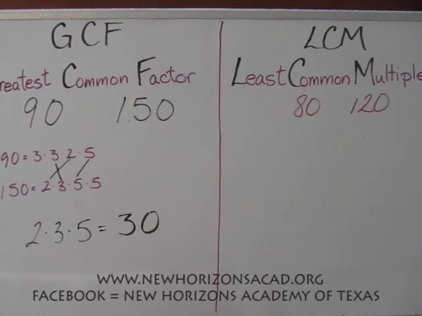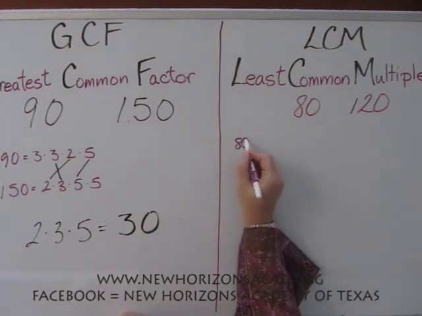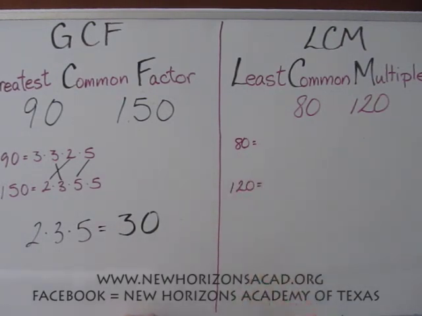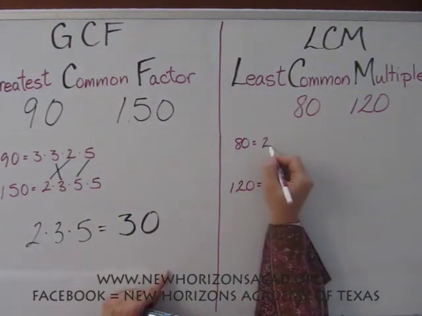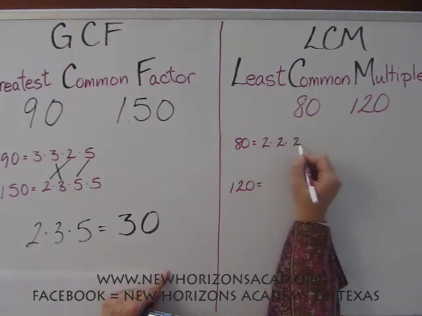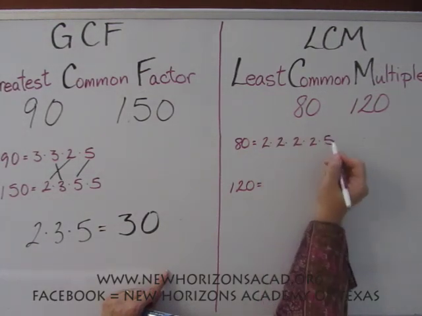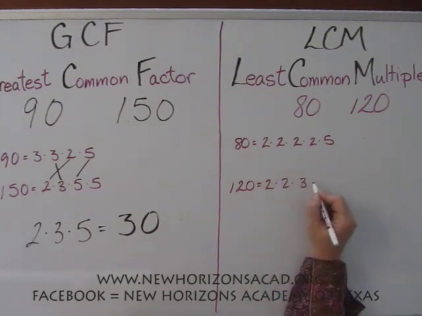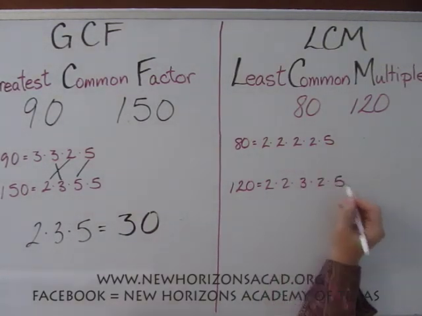Least common multiple. Once again, I'm going to need the ingredients of each number. This is a way that these two processes are similar. You have to have the ingredients. So that'd be 2 times 40, 2 times 20, 2 times 10, 2 times 5. 2 times 60, 2 times 30, 3 times 10, 2 times 5.